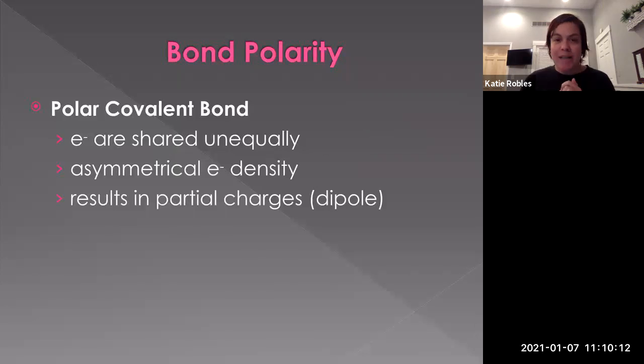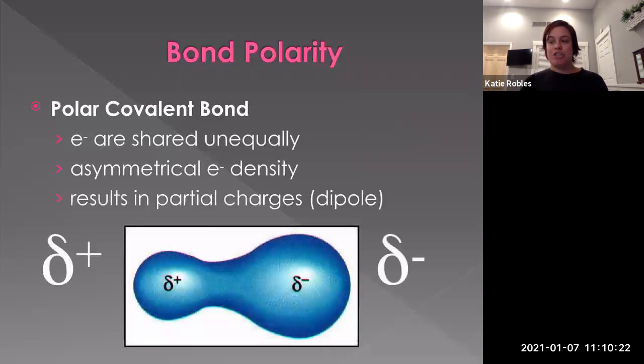Okay, the polar bonds, again, the electrons are shared unequally. We have asymmetrical electron density, and it results in a partial charge. And those partial charges we call dipoles. That word dipole just means a charge. You can have a charge within a bond, or you can have a charge, a dipole, on an entire molecule. If you've only got two atoms, the bond polarity is the molecular polarity. So that's why all these little examples I'm showing you just have two atoms, because I'm just talking about one at a time.